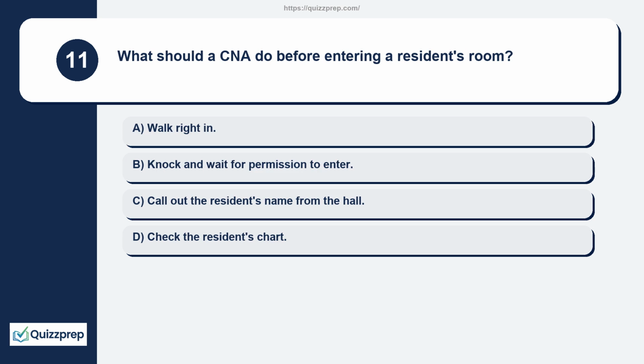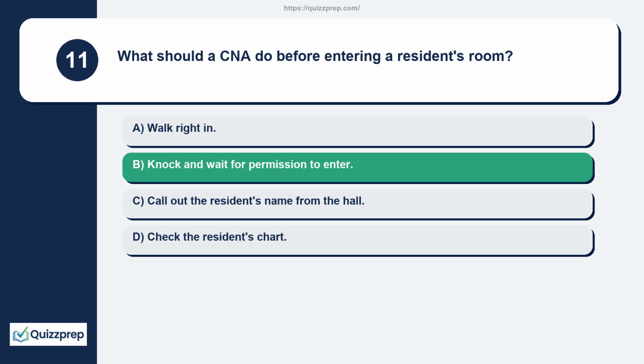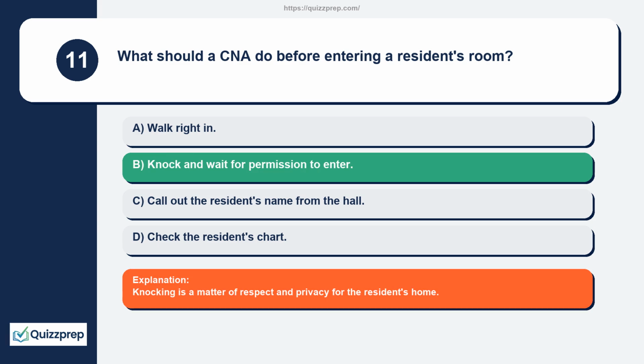Question 11. What should a CNA do before entering a resident's room? Walk right in, knock and wait for permission to enter, call out the resident's name from the hall, check the resident's chart. Knocking is a matter of respect and privacy for the resident's home.